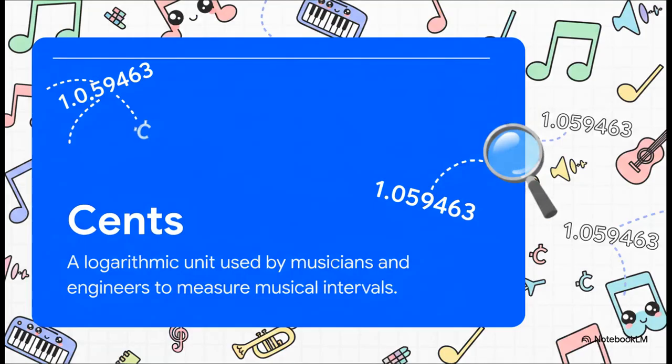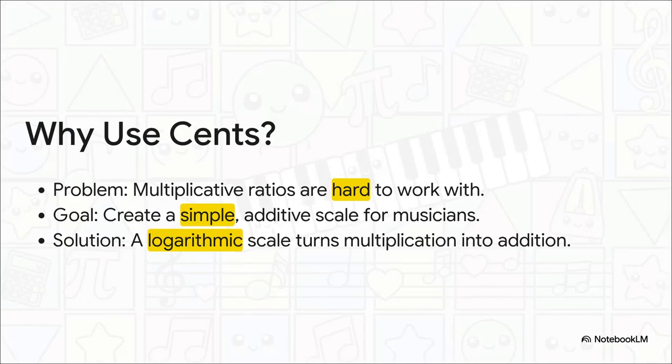Now you can probably imagine, a number like 1.059463 is, well, it's a bit of a mouthful, right? It's not exactly easy to work with. So musicians and audio engineers came up with a much more practical tool to talk about these pitch differences. They created a unit called cents. So why on earth would we use cents?